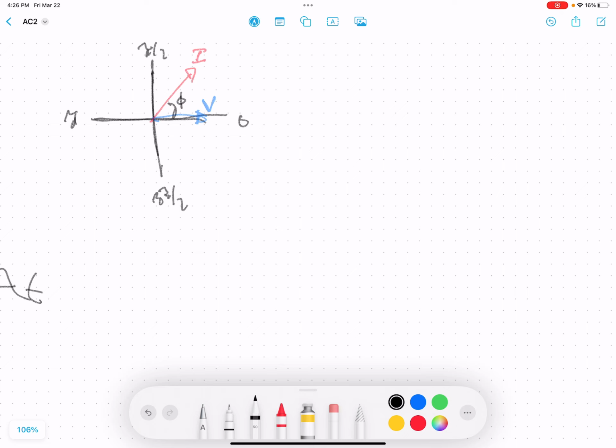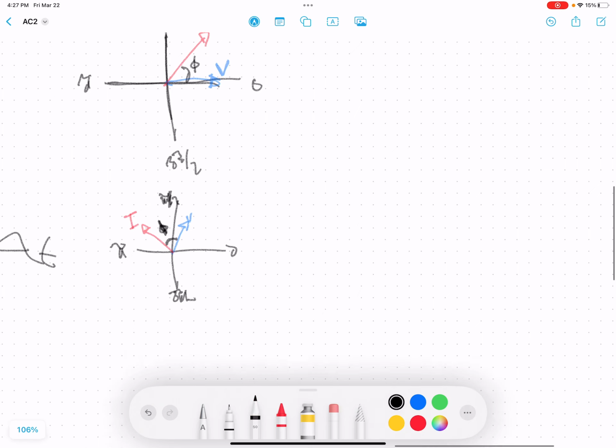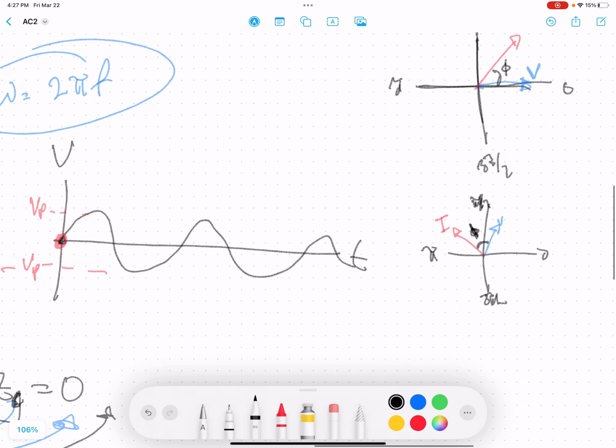And we know that over time, as time progresses, here's 0 and pi halves, and pi and 3 pi halves, at some other time V might be here, and then I is going to be somewhere over here, where the angle between them is still phi. That's not going to change. So those things are going to move together in time as they spin around this clock, and we can plot this, right?